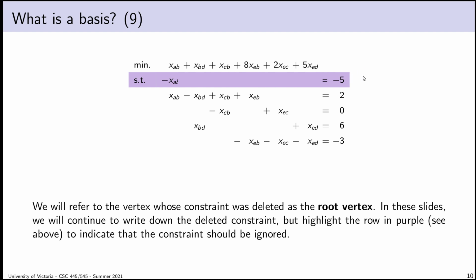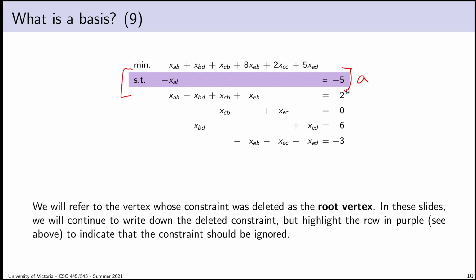So this is vertex A. Obviously, we will treat this root vertex as if this constraint is gone, as if we have deleted this constraint. But for the sake of knowing what's going on, for example, remembering the supply value of A, remember that the supply value is actually 5 because we negate the supply when we build up these constraints. For the sake of remembering what's going on, I'm going to keep writing in the constraint that we deleted.